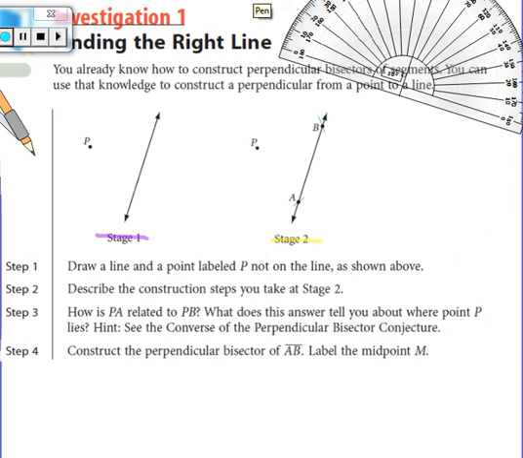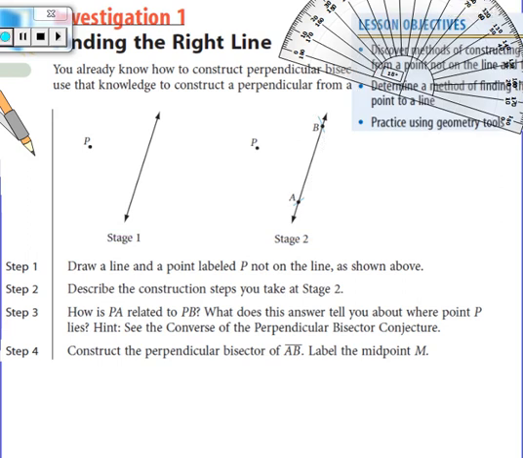Step 1, you can see that they've drawn a line and a point labeled P that's not on the line. Step 2, let's look at what's going on. It looks like they have an arc that was the same distance from P to B as P to A. So they swung this arc. This is just a sketch, but as we're planning ahead, we can tell what they've done. So let's go ahead and practice that.